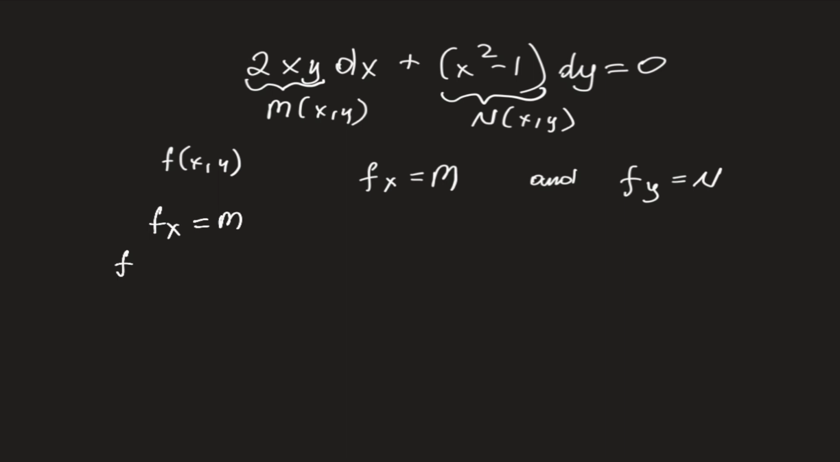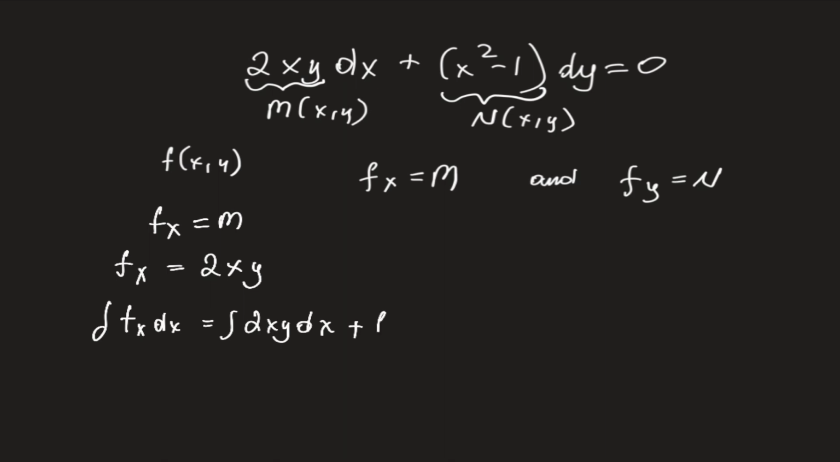So what I'm saying is that the partial derivative of this function with respect to x is equal to my function M, which is 2xy. To find what that function actually is, I'm going to integrate on both sides. I'm going to find the integral of f with respect to x dx equals the integral of 2xy dx, again with respect to x. Now this part is very important and a lot of times easily missed. We have to add another function here.